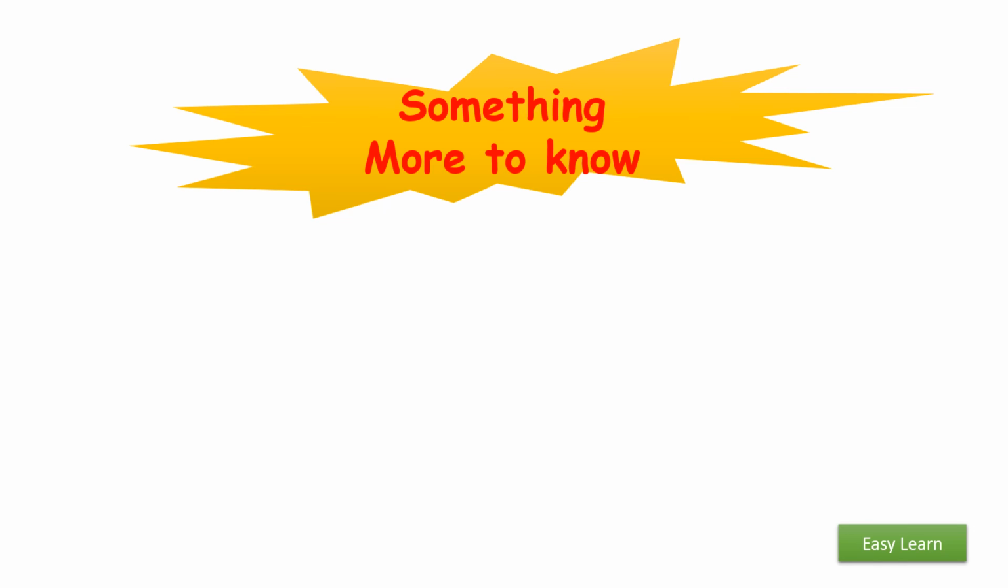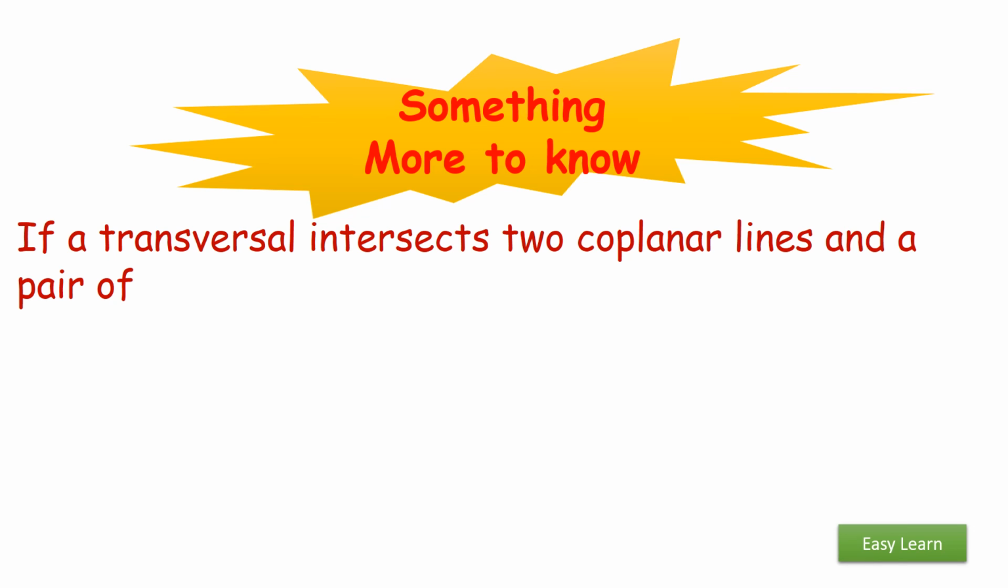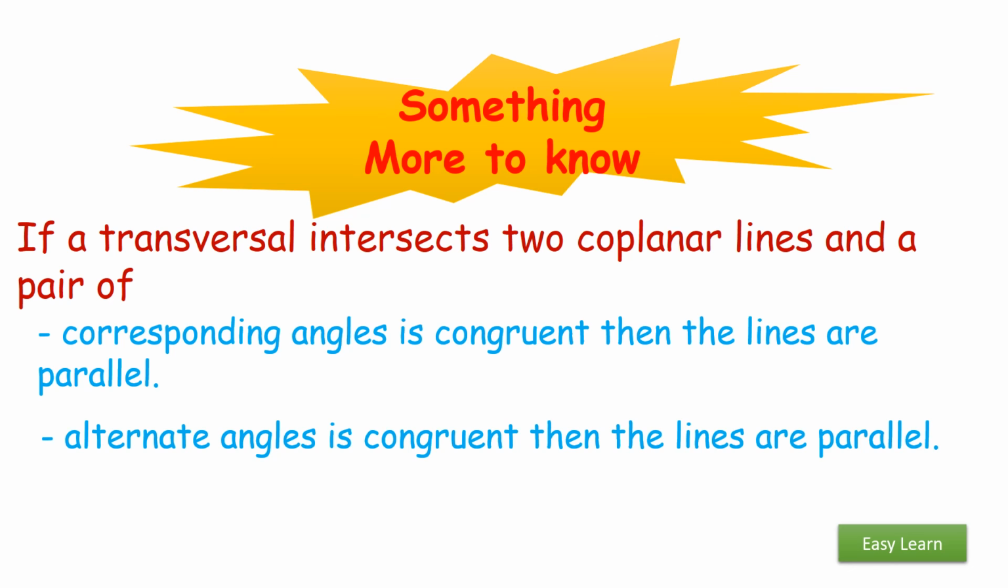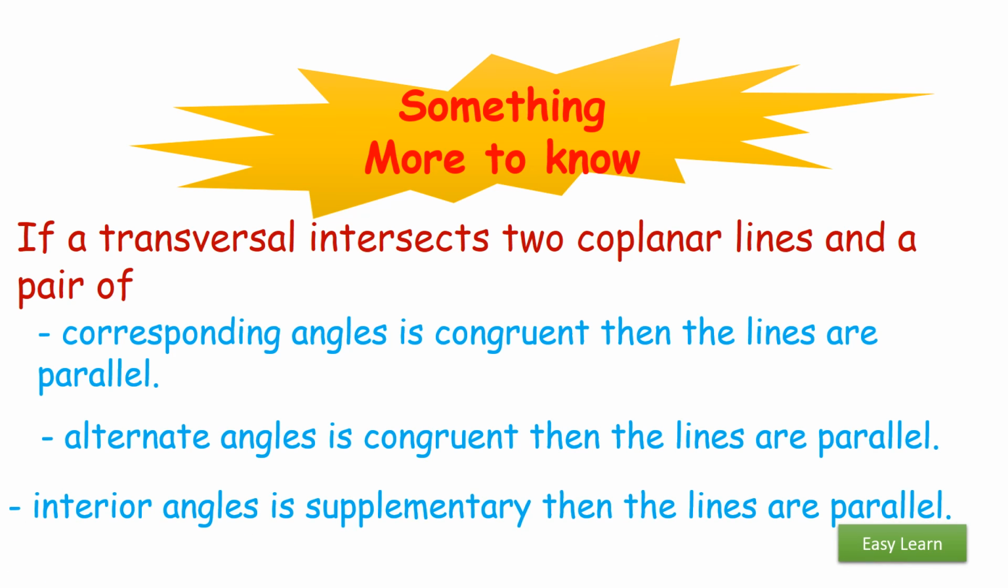Something more to know. If a transversal intersects two coplanar lines and a pair of corresponding angles is congruent, then the lines are parallel. If alternate angles are congruent, then the lines are parallel. And if interior angles are supplementary, then the lines are parallel.